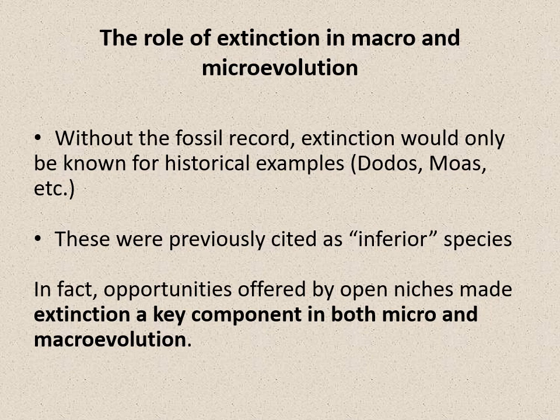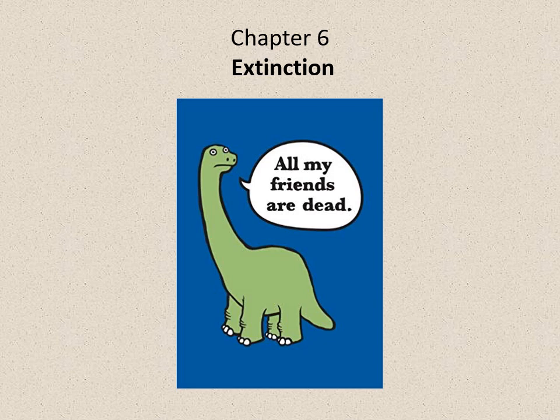Okay. However, opportunities by opening up niches, in other words, jobs for organisms to do following an extinction, is a key component of both micro and macroevolution. When you have organisms go extinct, it opens up an opportunity for other organisms to diversify into those ecological roles. So let's talk a little bit more about extinction, which is the main point discussed in Chapter 6.